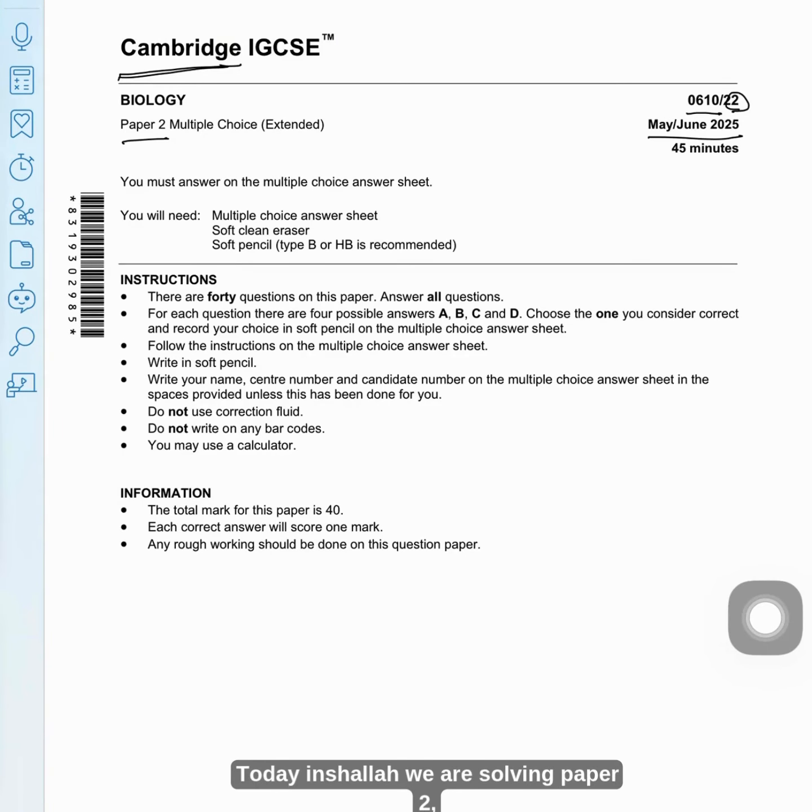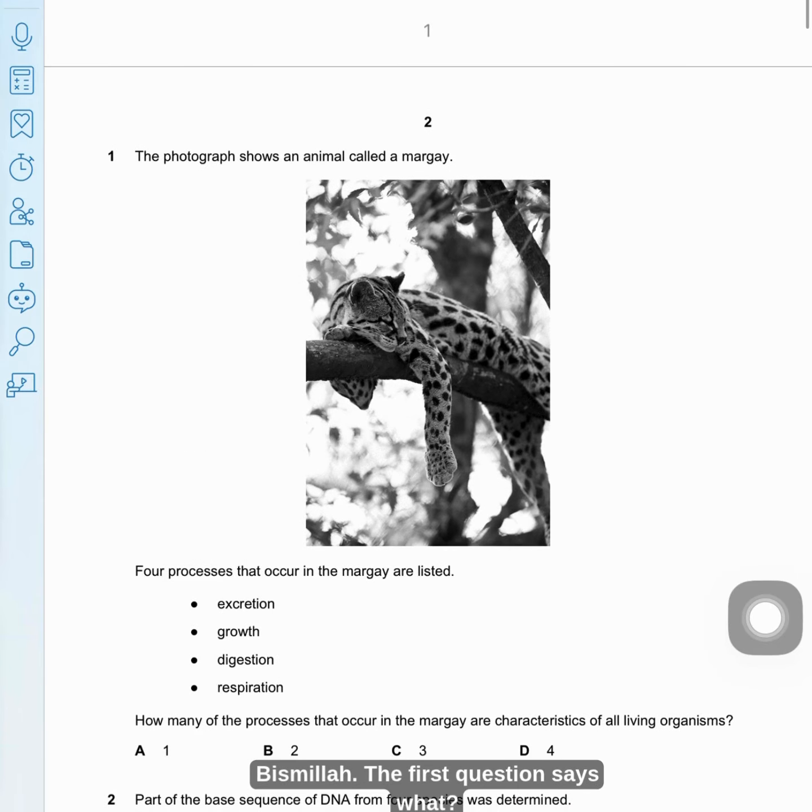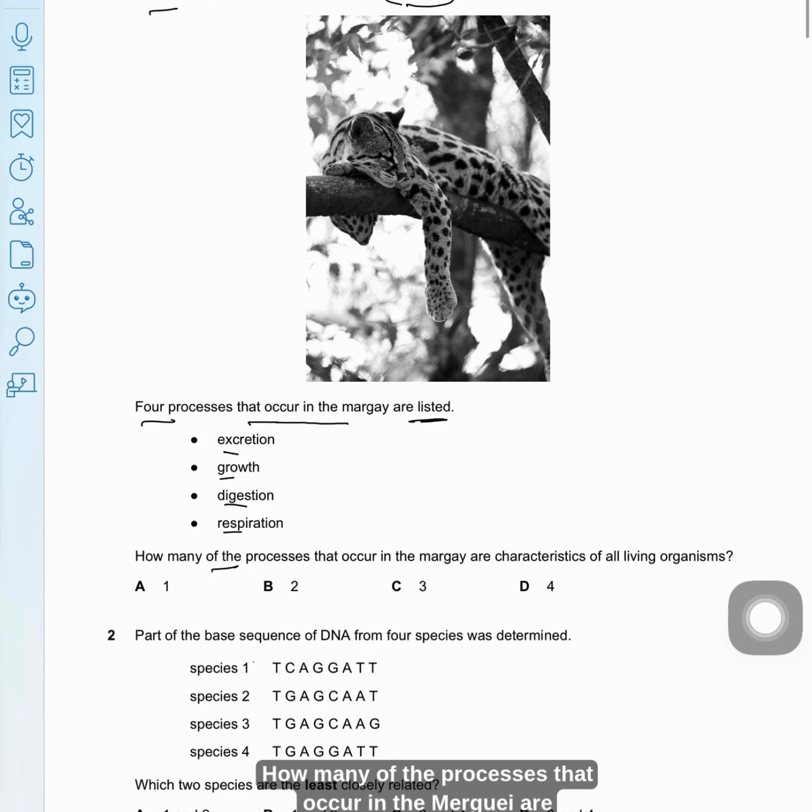Today, inshallah, we are solving paper 2, variant 2, 2025, May/June. Bismillah. The first question says what? The photograph shows an animal called a meerkat. Four processes that occur in the meerkat are listed: excretion, growth, digestion, and respiration. How many of the processes that occur in the meerkat are characteristic of all living organisms?